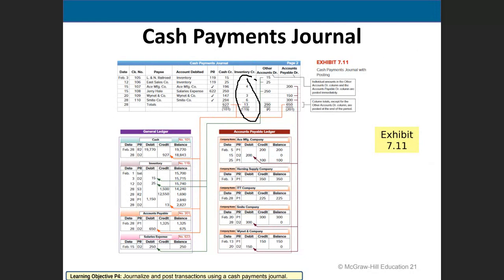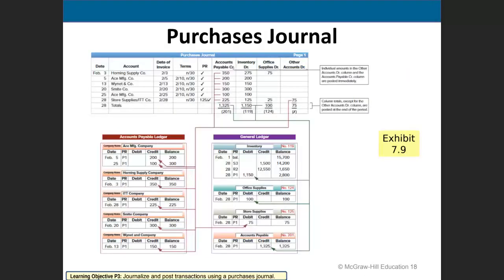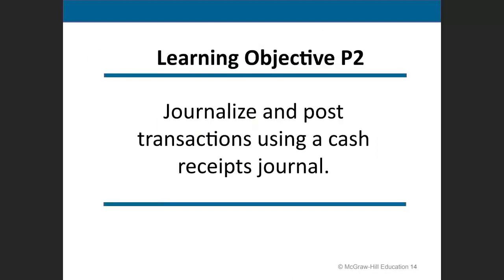So if you look here, accounts payable on the debit, inventory credit, cash credit. So this was payment during the discount period. Do you have any questions? So this is the cash payment journal.